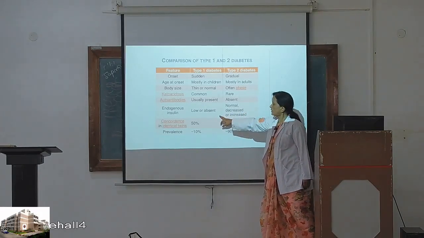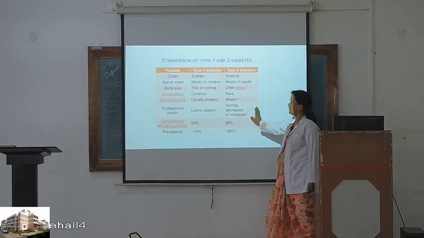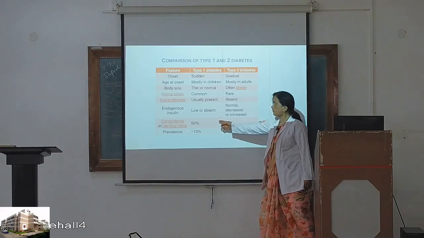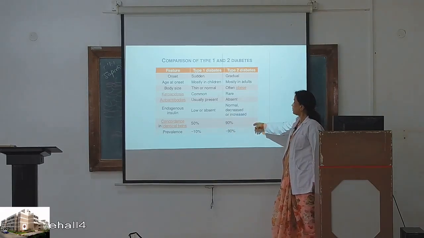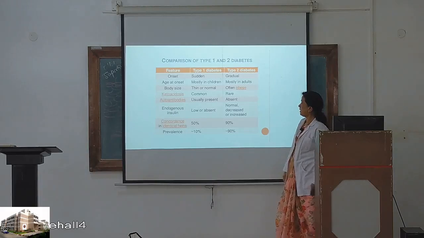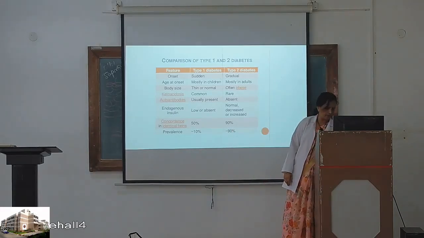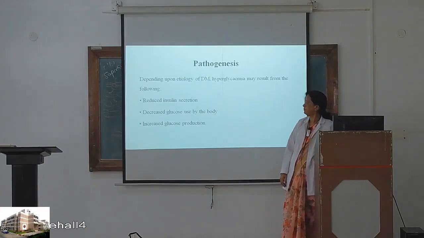Then endogenous insulin is low or absent in type 1. In type 2, it could be normal, decreased or increased also. Then concordance in identical twins, 50% of them develop this. So here 90%. And most common is, I said 80, but nearly 90% is type 2.